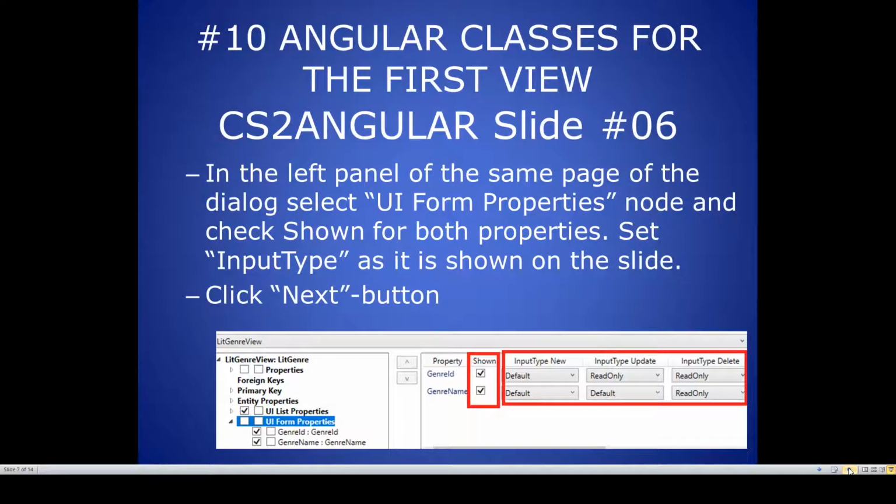Slide number 6. In the left panel of the same page of the dialog select UI Form Properties node and check shown for both properties, genre ID and genre name. Set input type as it is shown on the slide. Click Next button.